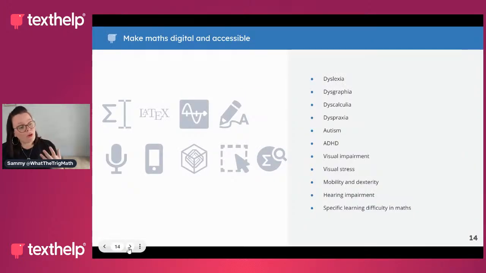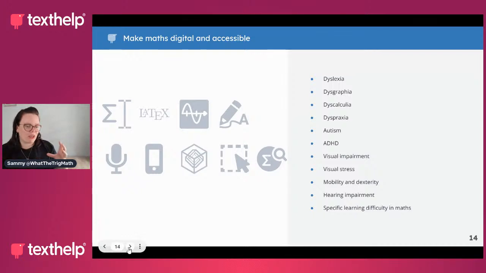We're trying to support students who are experiencing challenges with their learning of maths. And I think the bottom one on this list is probably the key one for me. Having taught FE maths for many, many years, a specific learning difficulty in maths is that umbrella term that we use, but actually it's the most important one that I see regularly. It's that issue with maths that could be dyslexia, it could be a bit of dyscalculia, it could be a bit of dyspraxia, it could be autism, it could be ADHD.